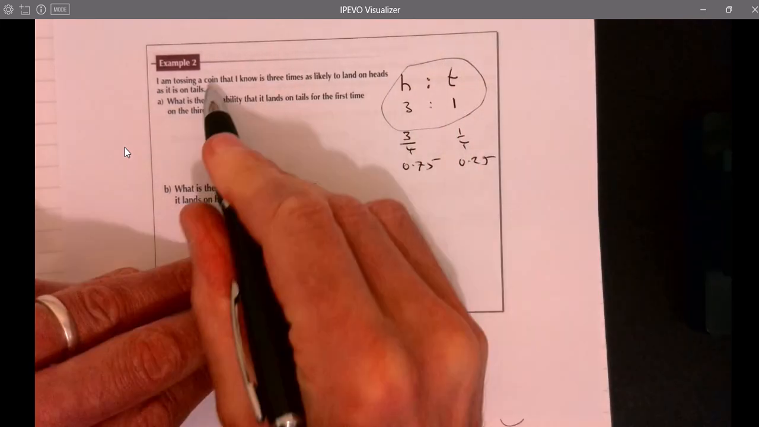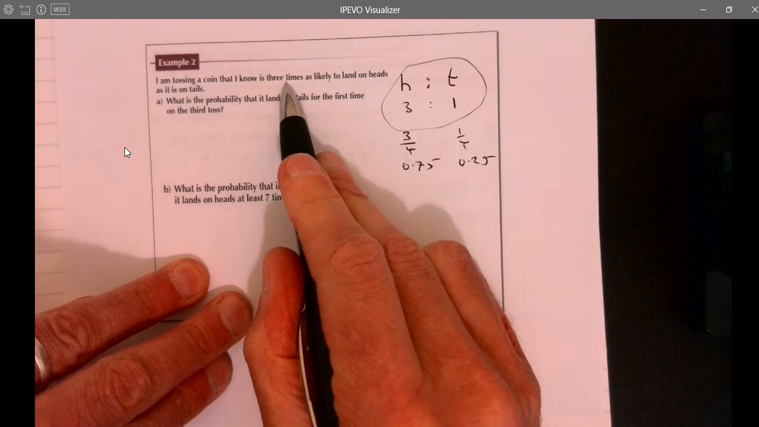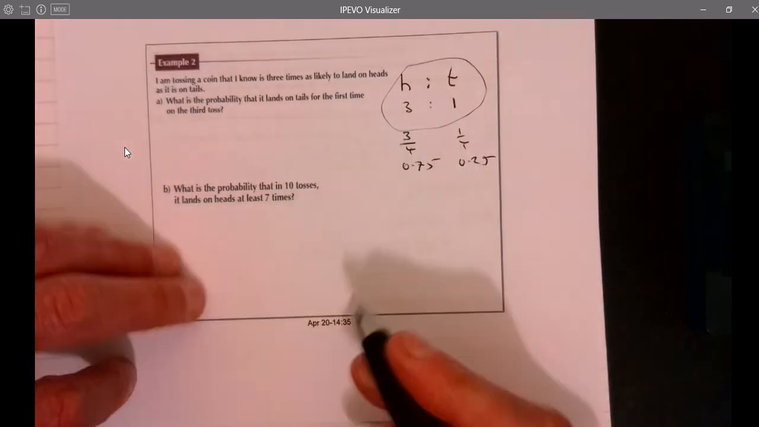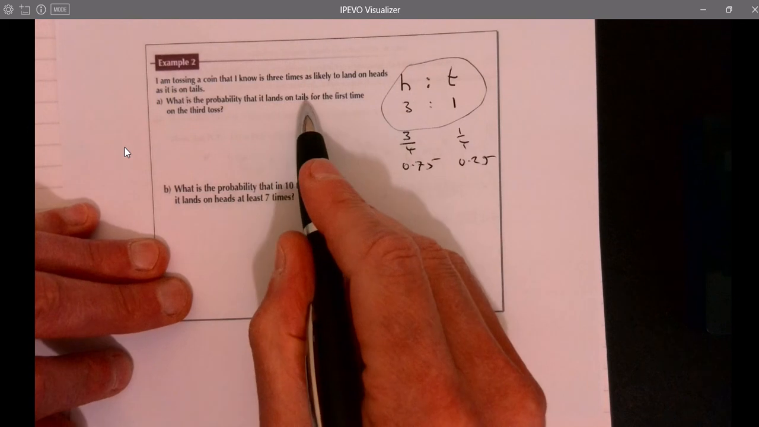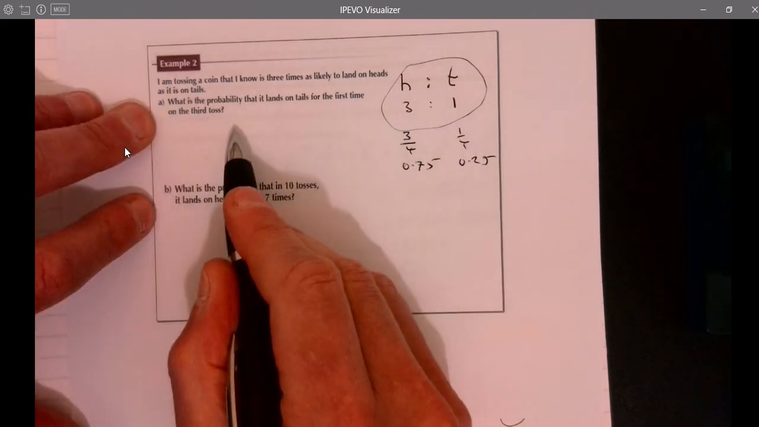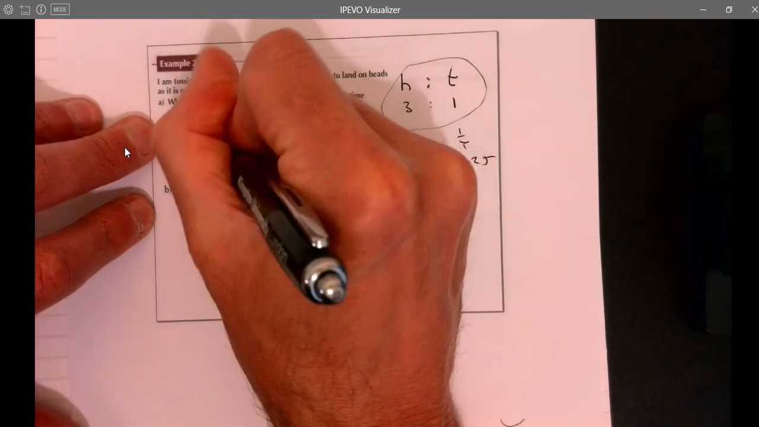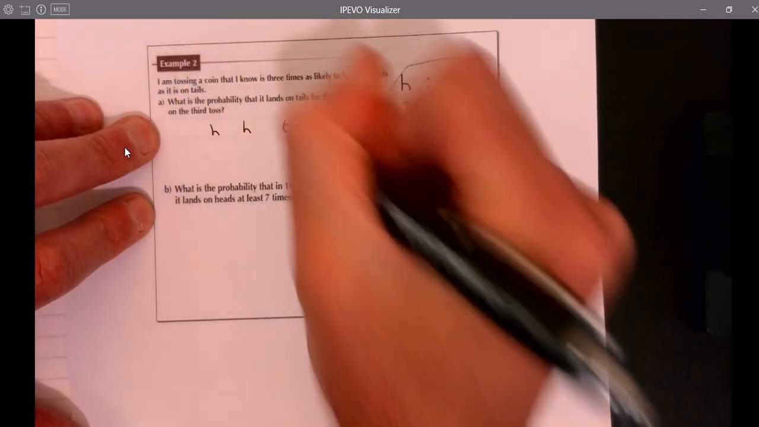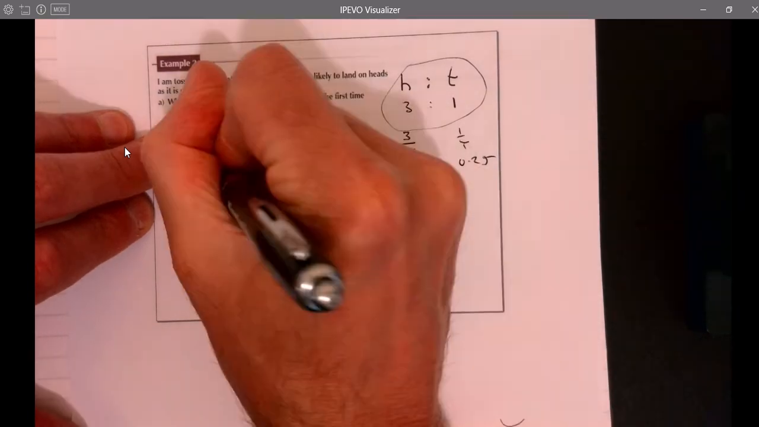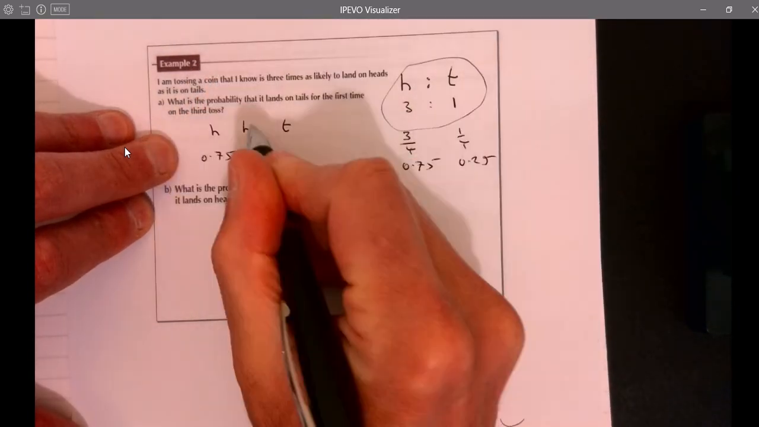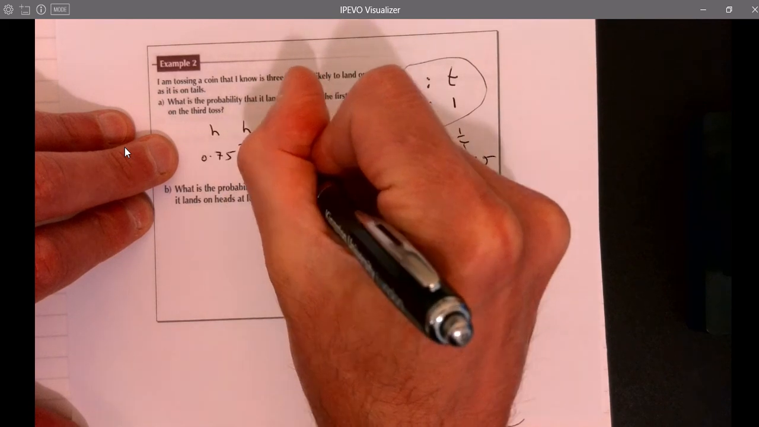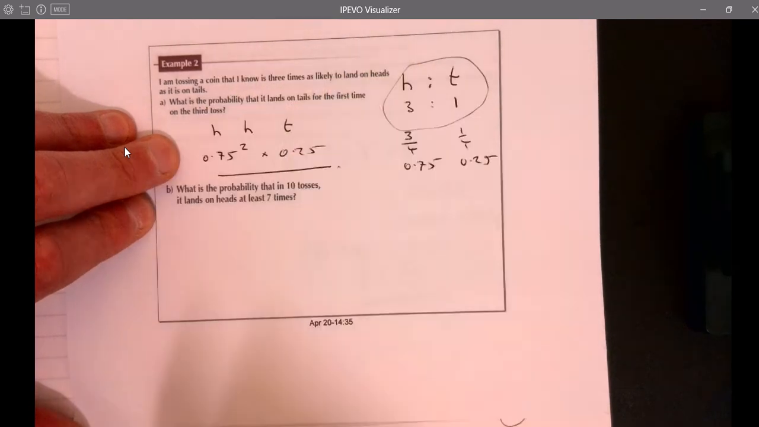Just come back to this. It's 3 times as likely to land on heads. That's 3 times that. There you go. What's the probability that it will land on tails for the first time on the third toss? So what that means is it's got to go heads, heads, tails, right? Just got to think about what's happened. So that's going to be 0.75 times 0.75 multiplied by 0.25.